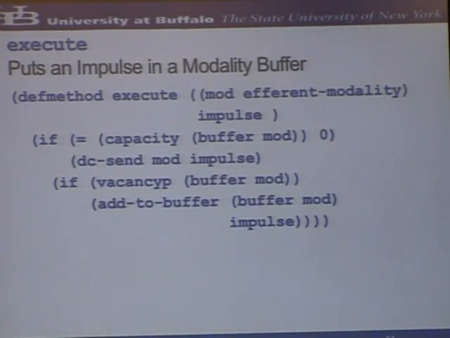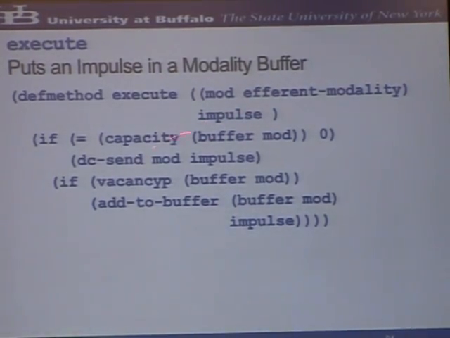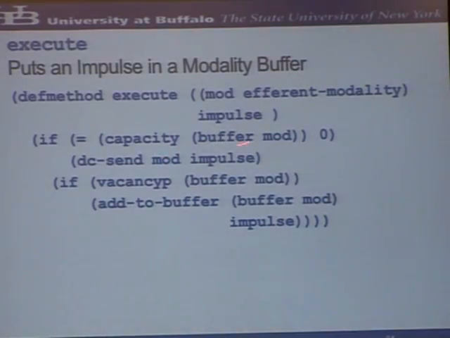Here's the definition of execute. And I don't actually remember what one of these lines means, but it takes mod, which must be an efferent modality, right? This is Lisp's polymorphic function capability, and an act impulse. I no longer remember why this is. If it looks weird, if the capacity of the buffer is zero, then do something. This one makes more sense. If there's a vacancy in the buffer associated with this modality, then add this impulse to that buffer.